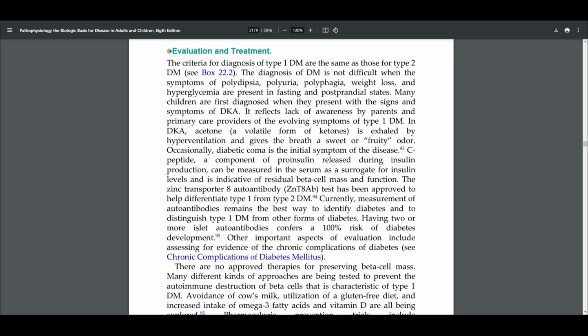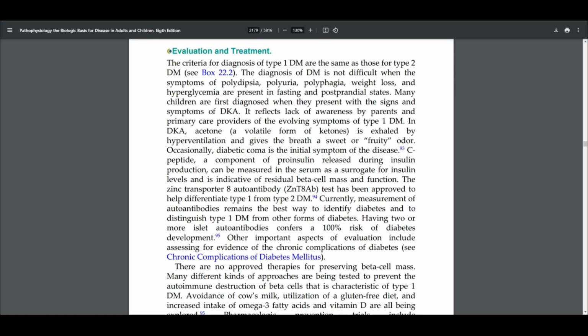In DKA, acetone is exhaled by hyperventilation and gives the breath a sweet or fruity odor. Occasionally, diabetic coma is the initial symptom of the disease. C-peptide, a component of proinsulin released during insulin production, can be measured in the serum as a surrogate for insulin levels and is indicative of residual beta cell mass and function. The zinc transporter 8 autoantibody test has been approved to help differentiate type 1 from type 2.